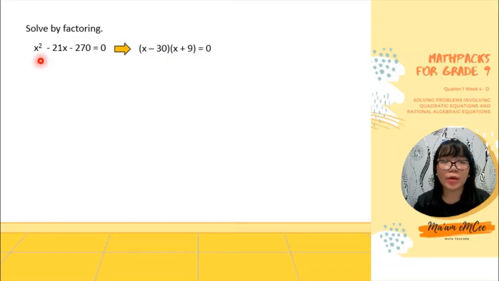Again, x squared factors x and x. And then for your negative 270 as product, and then the sum, which is negative 21, we have negative 30 and positive 9. Negative 30 times positive 9 is negative 270. Negative 30 plus 9 is equal to negative 21. So our factors will be x minus 30 and x plus 9. We then equate each factor to 0. So x minus 30 is equal to 0 and x plus 9 is equal to 0.